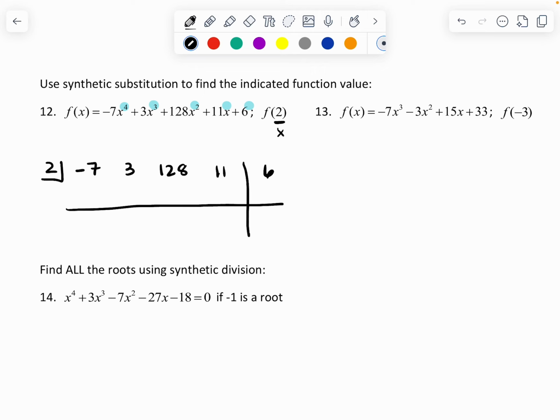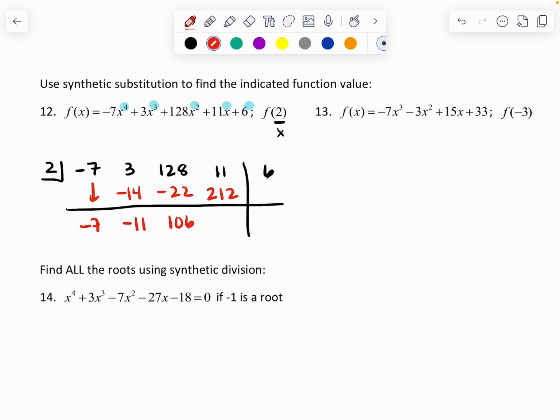Okay, and let's bring these guys down. So bring down a -7. 2 times -7 is -14. 3 minus 14 is -11. -11 times 2 is -22. 128 minus 22 is 106. That's a gross problem. 2 times 106 is 212.